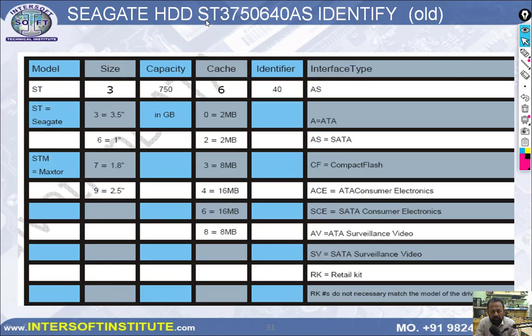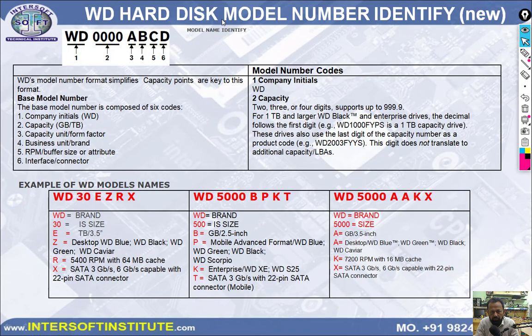A Seagate old hard disk will be written like this, ST 3 means 3.5 inch, 2 means 2.5 inch, it will be written like this on the hard disk. A WD new hard disk is written like this, WD space 000 ABCD. These are the manufacturer. This is the WD brand, 30 is the size, TB or 3B like that, desktop WD Caviar like that. These we will see in the firmware section in depth. Here we will go fast.